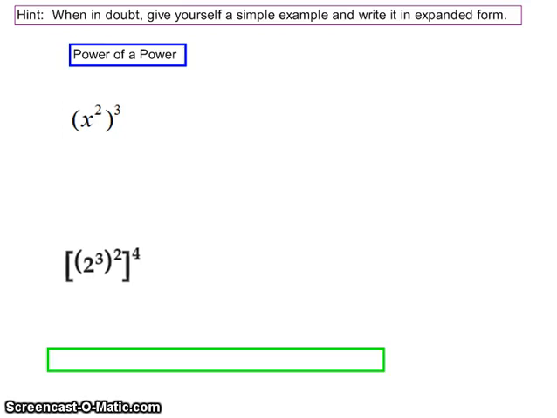All right, the next rule we're going to learn is a power of a power. So let's write this out in expanded form and see if we can come up with the rule. We have x squared times x squared times x squared, 3 times.